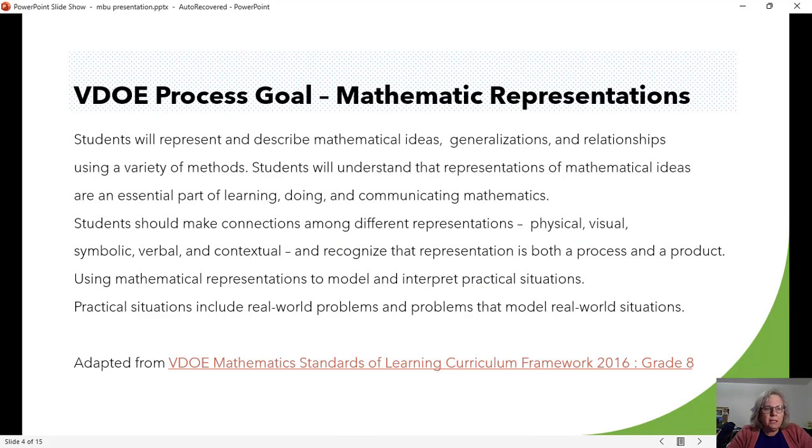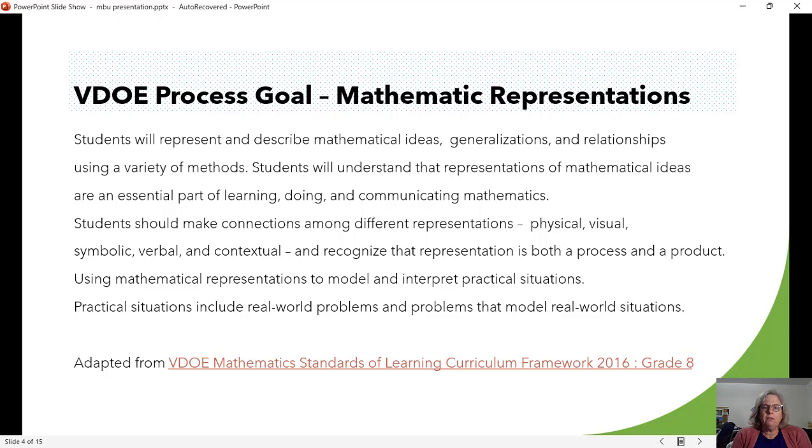All right, so mathematical representations. I'm going to take a minute to read this. I'm not going to read a whole lot to you today, but this one's important, and please read along. Feel free to pause at any time to write things down for yourself. So, mathematical representations. Students will represent and describe mathematical ideas, generalizations, and relationships using a variety of methods.